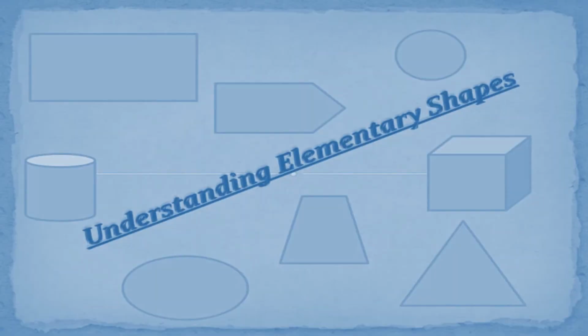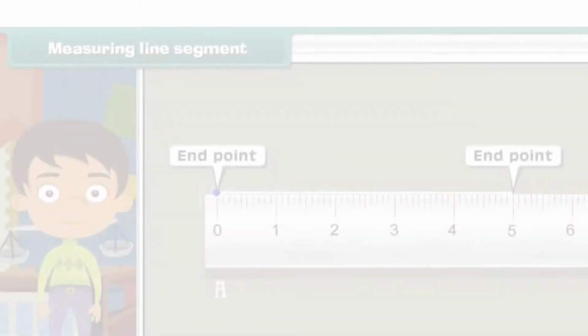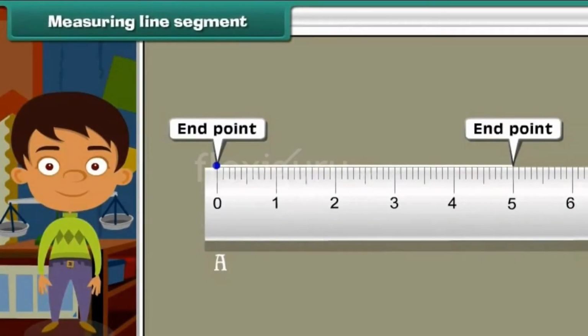Today we are going to learn about Chapter 5, Understanding Elementary Shapes. First, let's start to learn about measuring a line segment. Yes, we know about the line segment. The line segment is a part of a line and it has two endpoints. Here, the line segment has two endpoints.